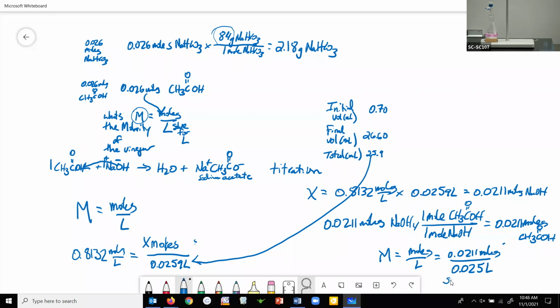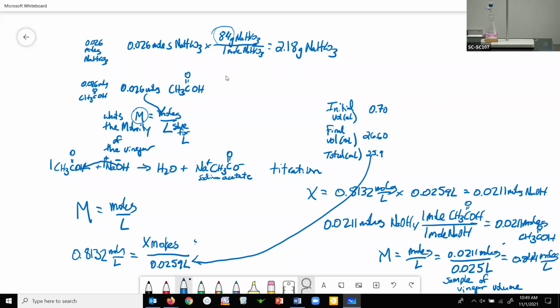If I take, sorry, let me write that down. Sample of vinegar volume. So that's the sample of vinegar. If I take 0.0211 divided by 0.025, I get a molarity of 0.844 moles per liter. That's the molarity of the vinegar.